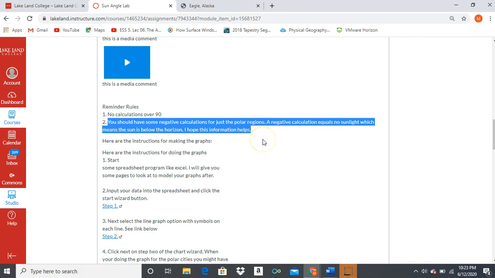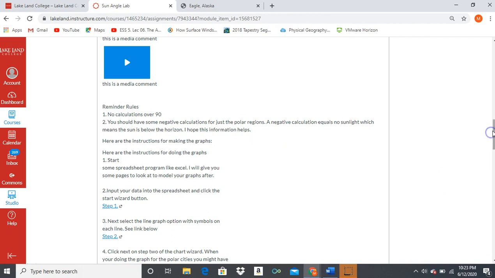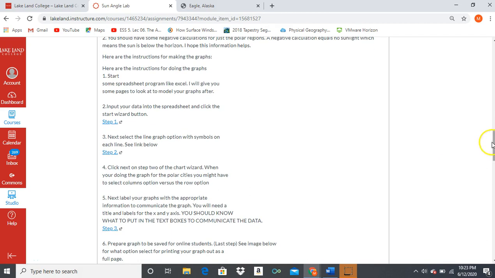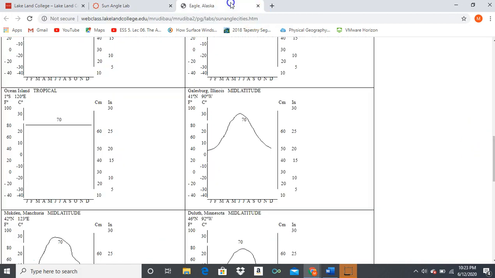And that would mean a negative sun angle at certain times of the year would mean the sun would never come up. So when you get to question 1, or when you get all these cities graphed for the sun angles, each city will have 4 sun angle calculations.